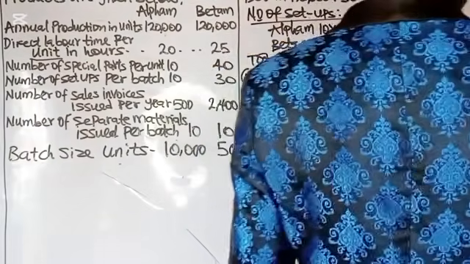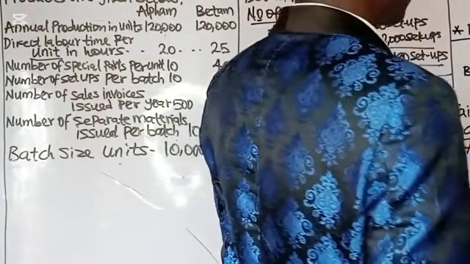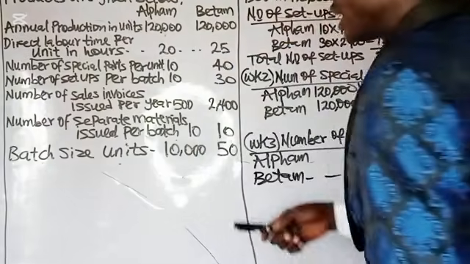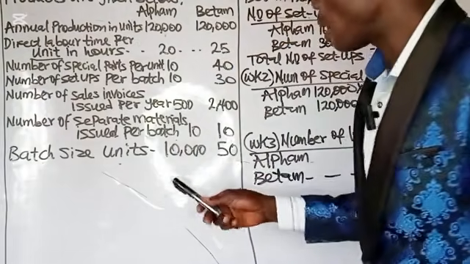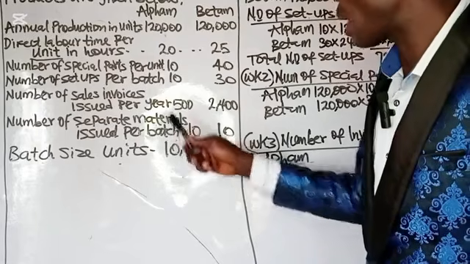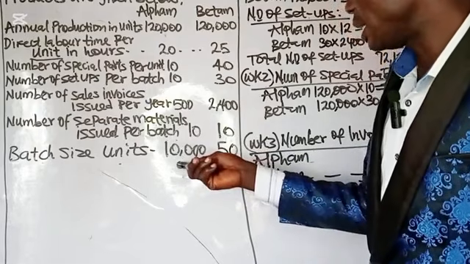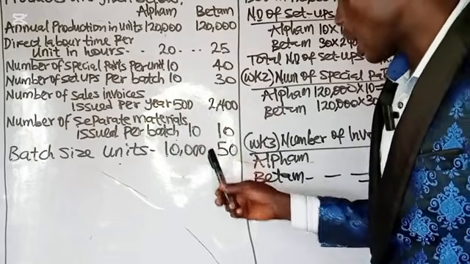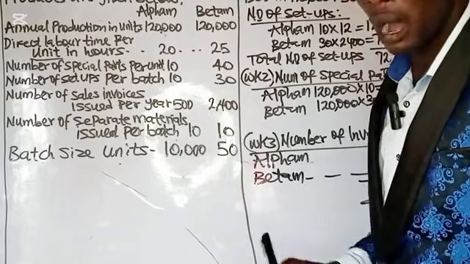Then we also need the cost driver for material handling cost, and you have to use the number of batches, which have been determined earlier. We got the number of batches by dividing the actual annual production by the batch size, and that is what gave us the number of batches.